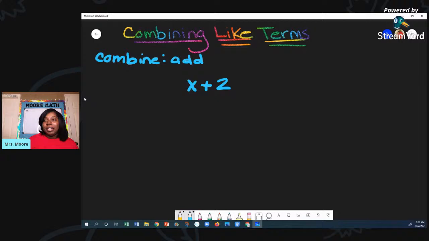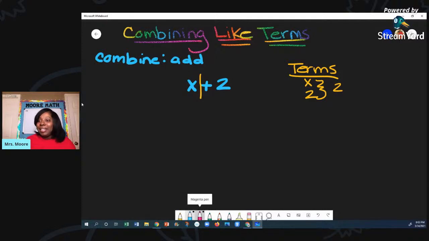So what are my terms? I split it up. The x is a term. So here are my terms. I have x and I have 2. So how many terms do I have here? 2. And that's it. So that's a term. Now, what do they mean by like terms?